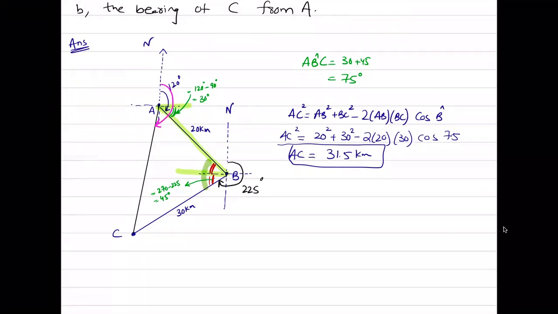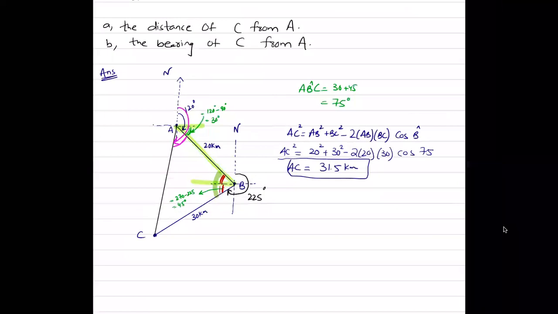Now please suggest me some method, some rule or method to find this angle A. When I have these things known, agar mujhe ye length pata hai 20 hai, ye length pata hai 30 hai, ye angle inside the triangle pata hai 75 hai total. Theek hai, so how can I find this angle now? Which rule should I apply? Sine rule. Sine rule, very good. So I can apply sine rule. What is going to be the working now?